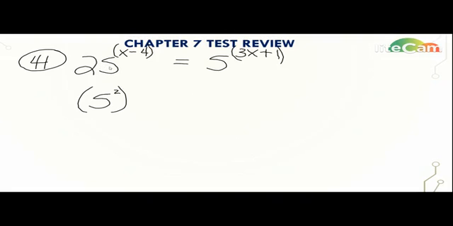Okay, last problem for this video. Number 41. This is another one of those exponential problems where both sides are an exponent and we're just going to convert. Let me say it differently. 25 is going to be written as 5 squared.